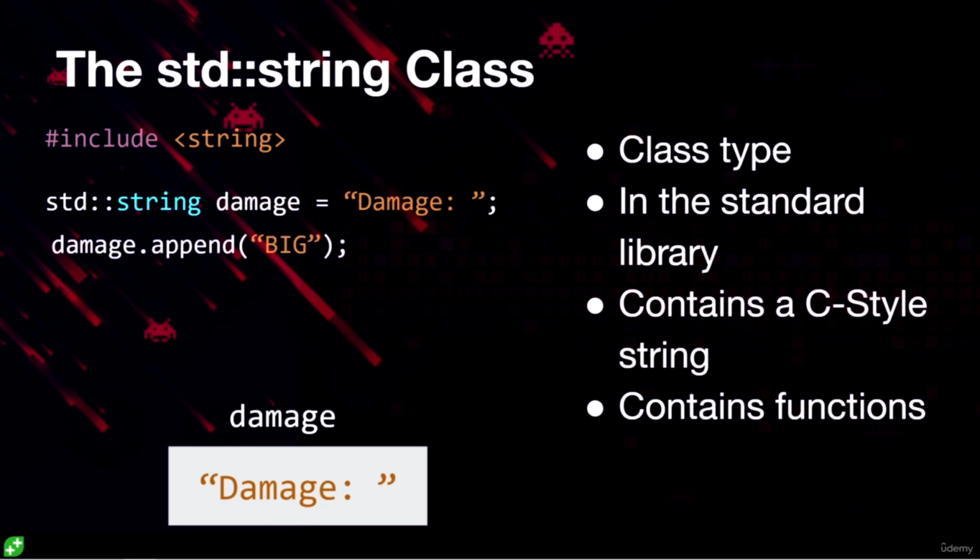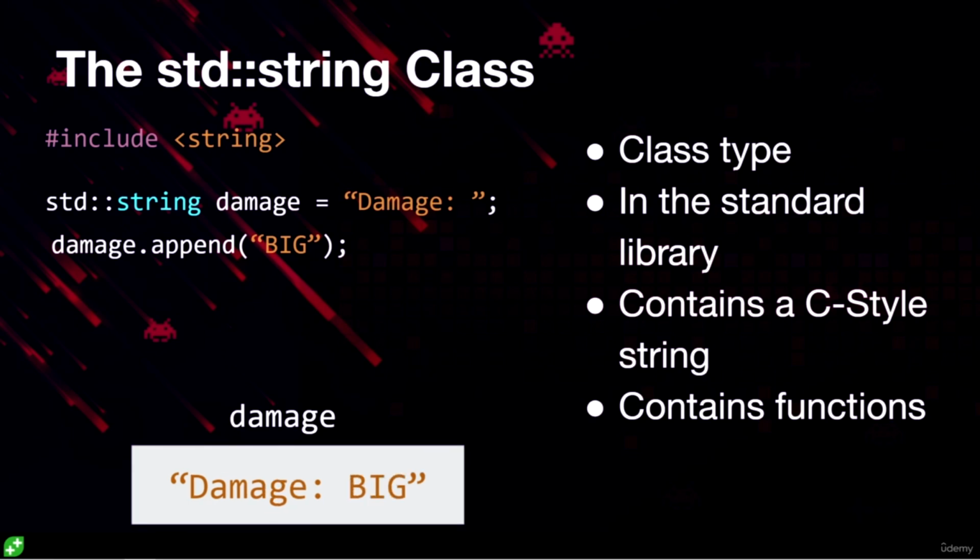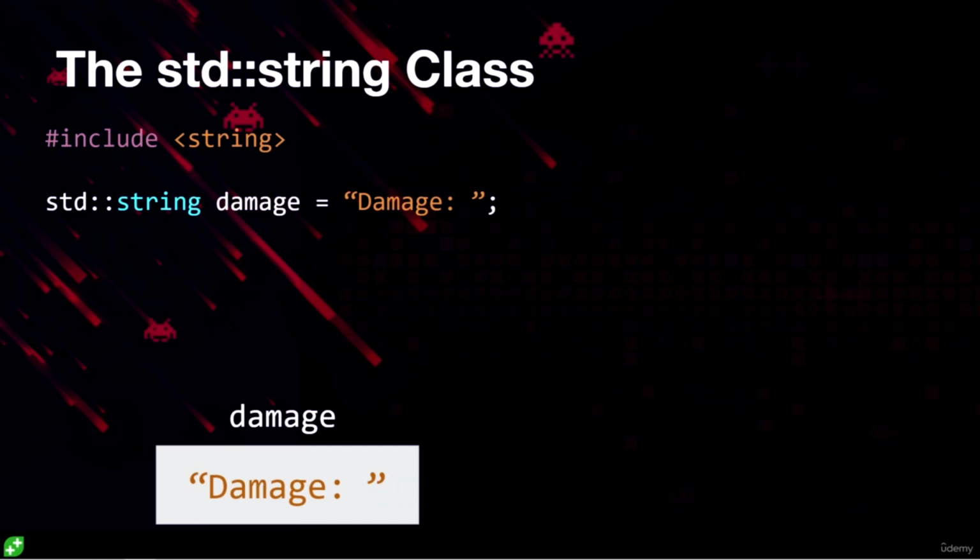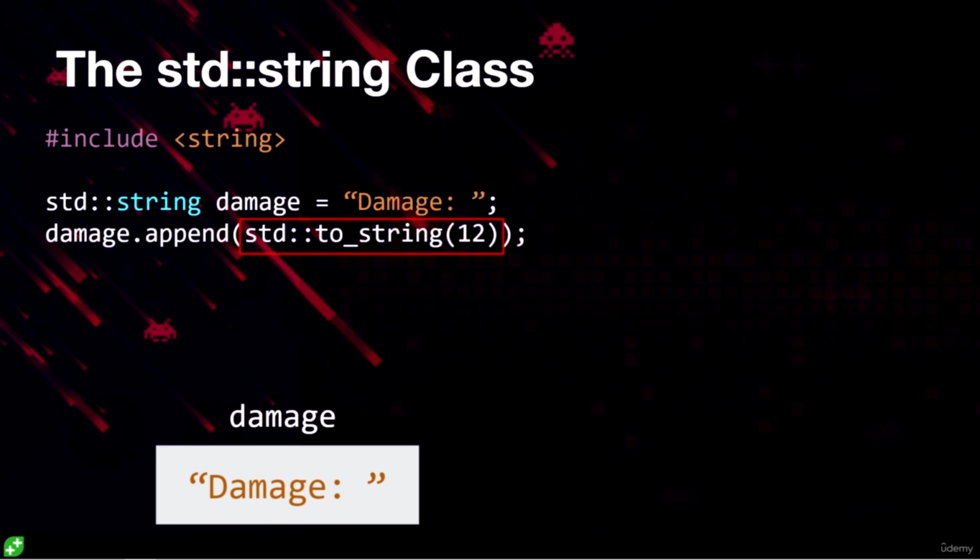Notice we're taking the damage variable and calling append, passing in another string literal. This function will take that string literal and stick it at the end of the string, so now the string contains those extra characters passed in. Now what if we want to append a number instead of a string? Well, the standard library contains a function called toString, which can take a number and it returns a standard string. Now, the C-style character array contained within that string will have the characters equivalent to the number you passed in. So we'll have a string with the characters 1, 2 in this case.